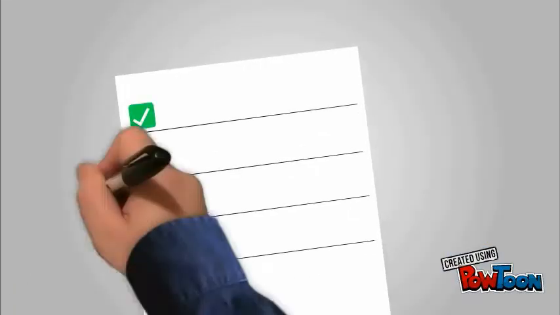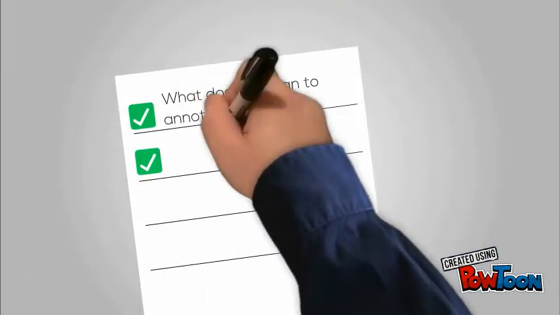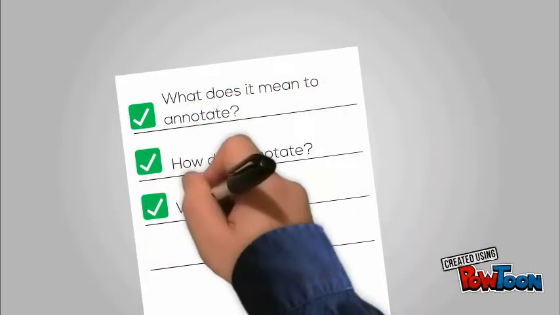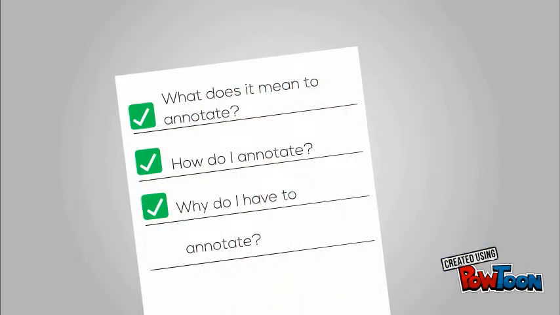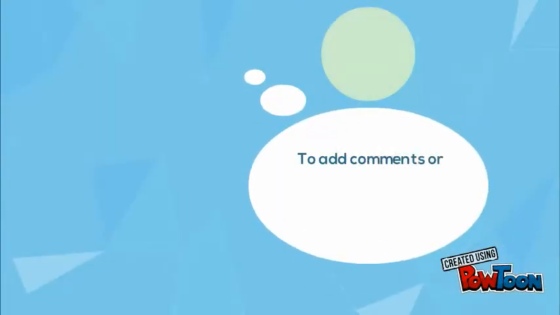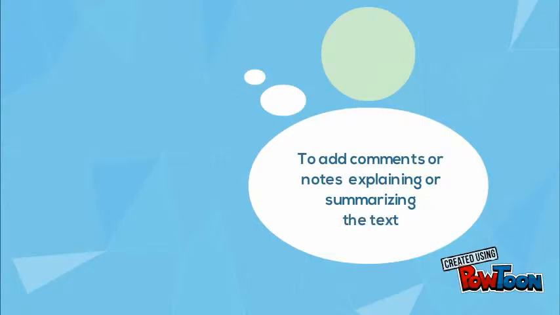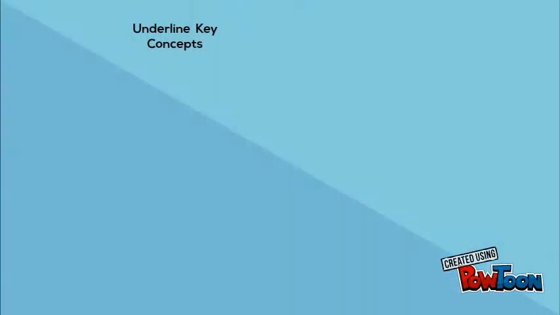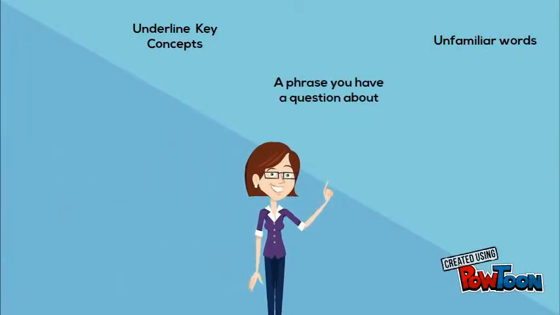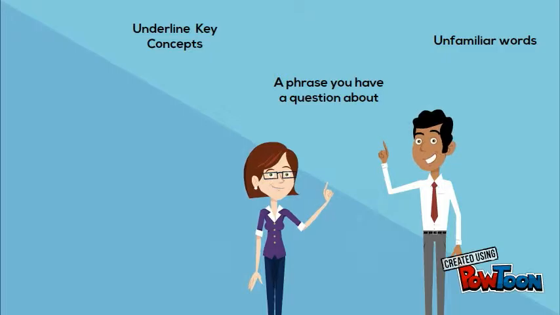Let me help you. First, you need to ask yourself, what does it mean to annotate? How do I annotate? And why do I have to annotate? To annotate means to add comments or notes explaining or summarizing your text. Underline key concepts, a phrase you have a question about, or unfamiliar words.